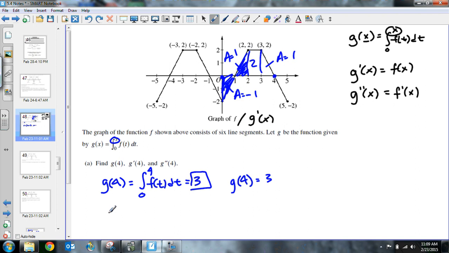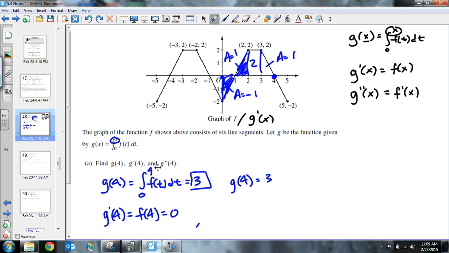Okay. Then I want to find g prime of 4. What I know is that g prime of x is the same thing as f of x. So if I'm asking for g prime of 4, then I'm really just asking for f of 4, which is the y value when x is 4. So when x is 4, my y value ends up being 0. Okay, so that's the value for that.